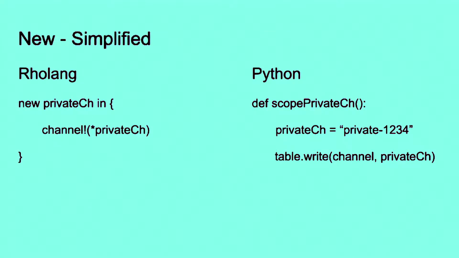Next we have the new production. This just creates a new bound variable with some kind of private name; effectively we use a UUID. The idea is we now have this new name that we can use within the scope that is private.